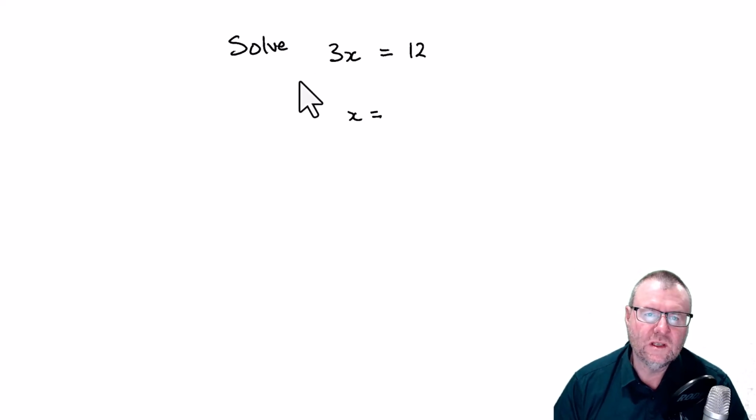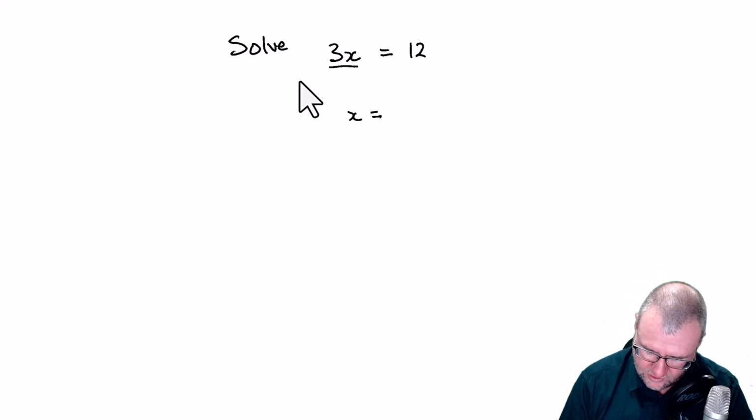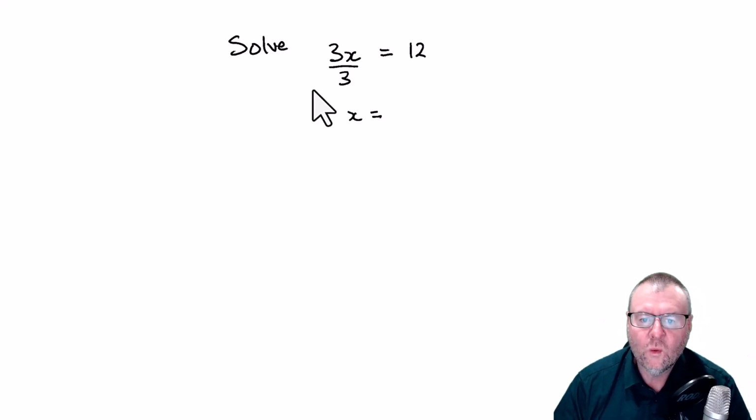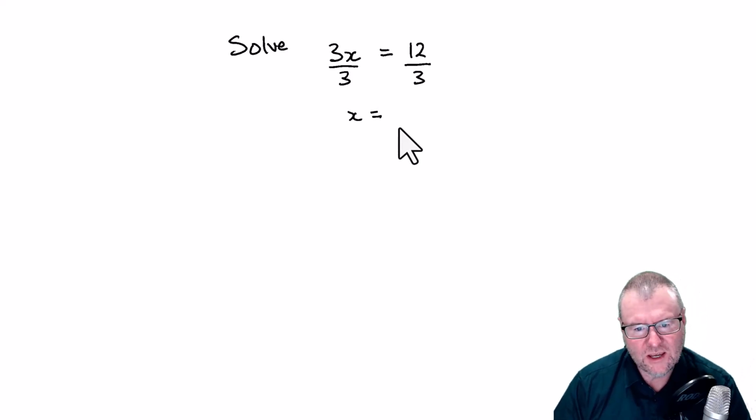So think about it. What's the opposite of timesing by 3? Hopefully you know it's dividing by 3, because dividing and multiplying are the opposite operations. So if I want to get rid of a times 3, I have to divide by 3. But remember, what I do to one side, I have to do on the other side. Now, how does this help me?